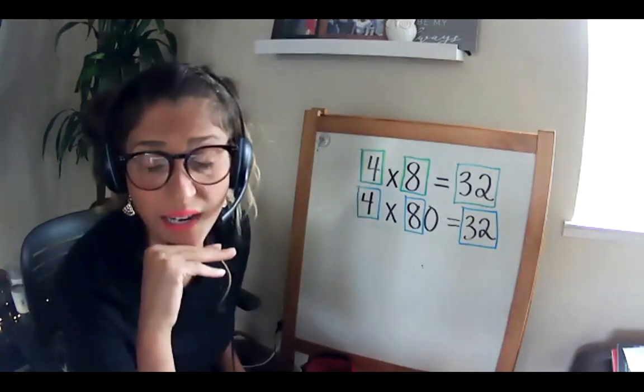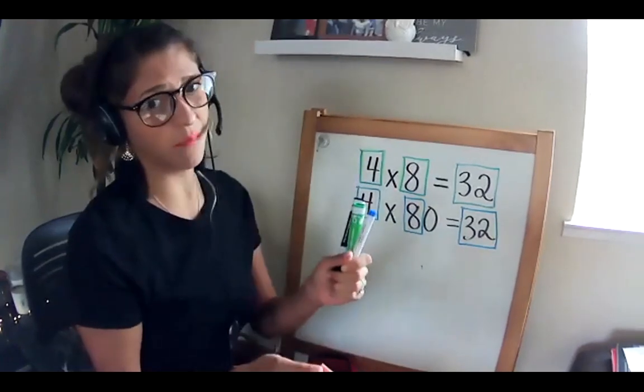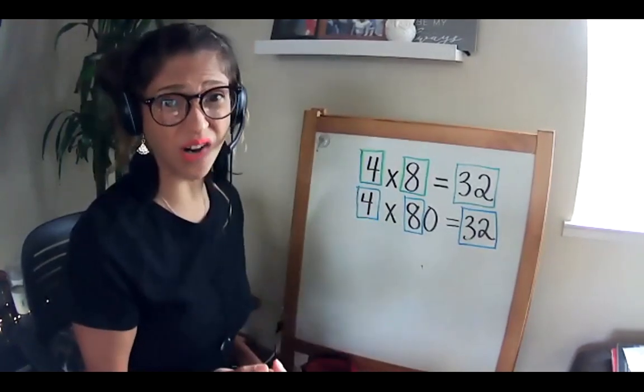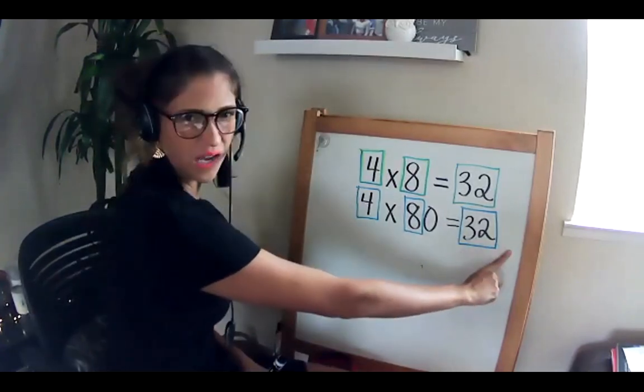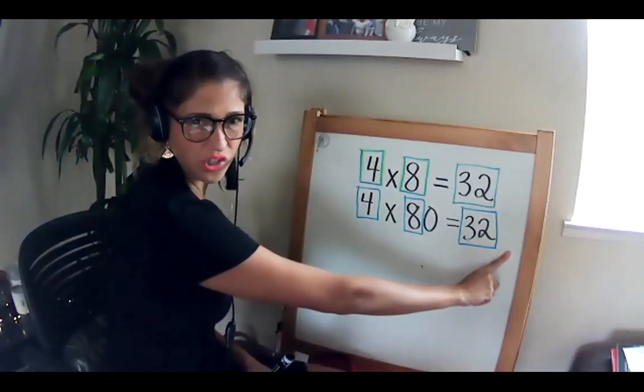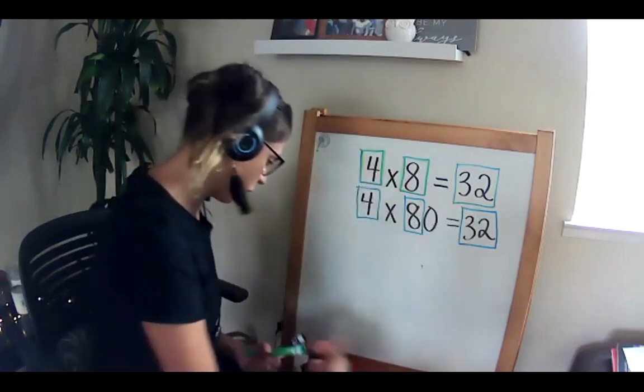I box it in my product also because sometimes when we multiply our basic facts, we actually get a product that has a 0 in it. And I don't want you to mix up how many zeros you add onto your product. I'll show you with another sample question.